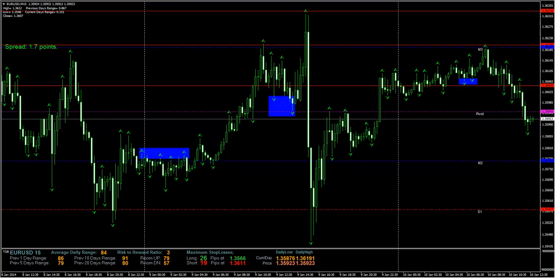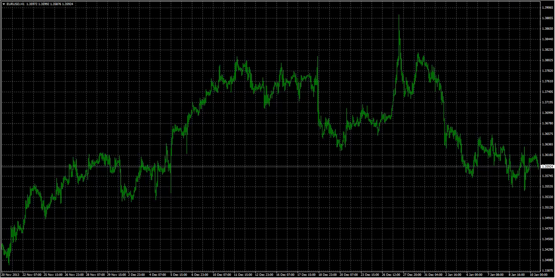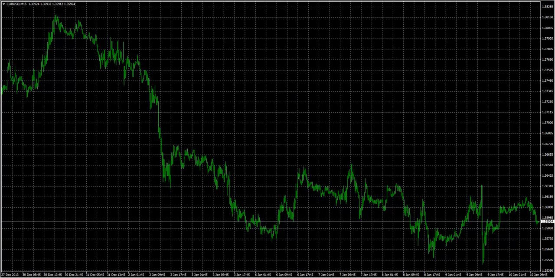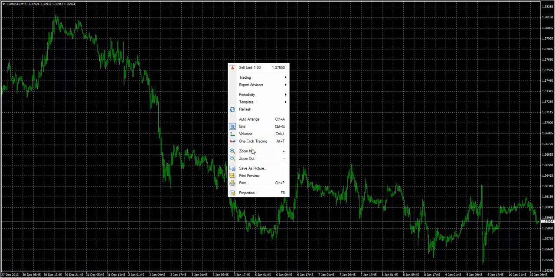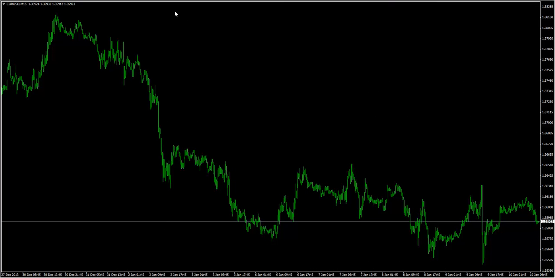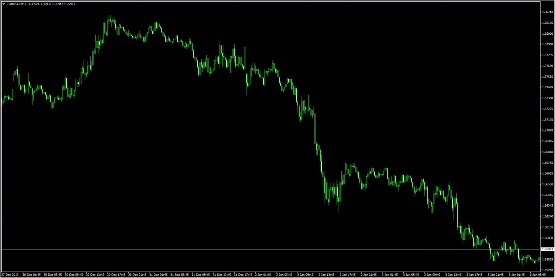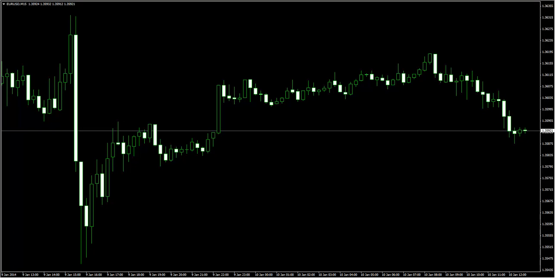So, what I'm going to do for you is set up a new Euro chart. We'll just start it off on the 15-minute chart. I'll take off the grid to make it nice and clear. The layout I prefer is candles. So I'll zoom in a couple of times to make it nice and clear for you guys to see.